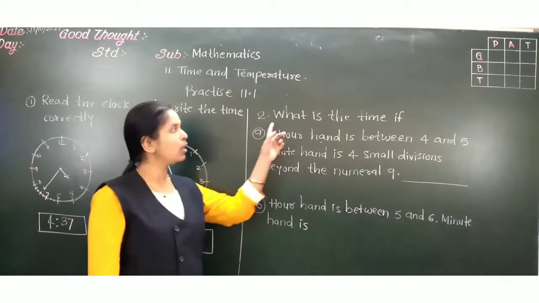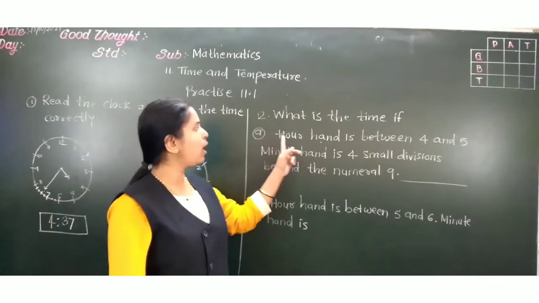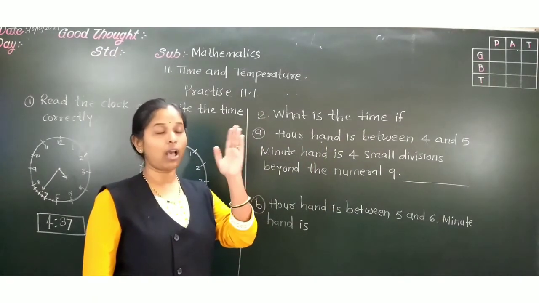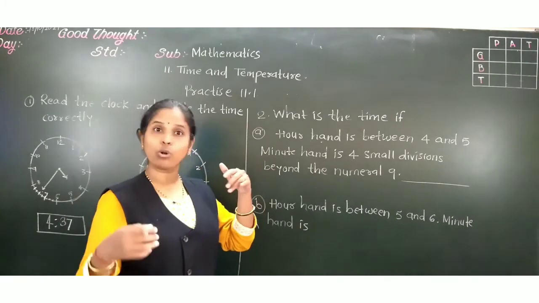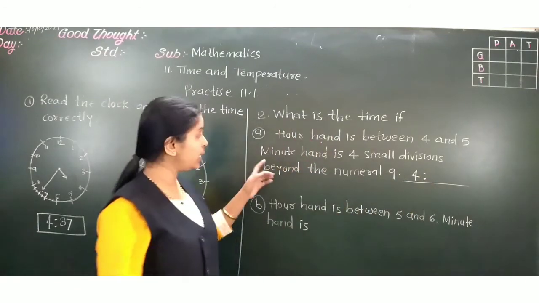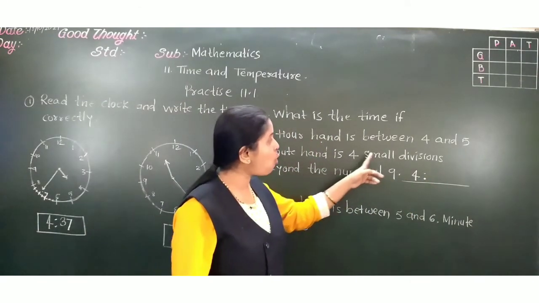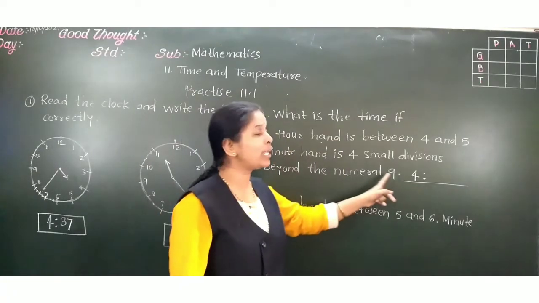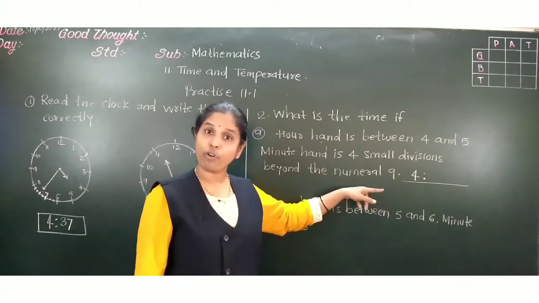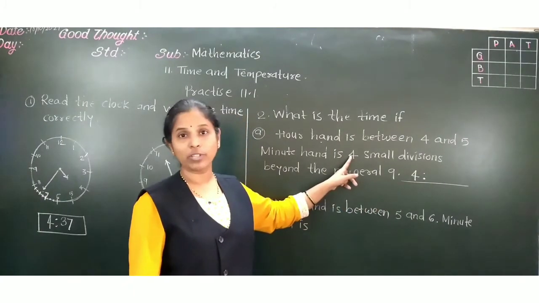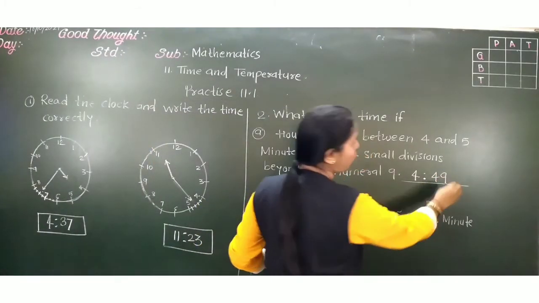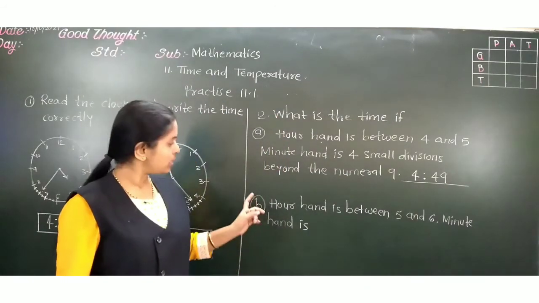Now second. What is the time if our hour hand is between 4 and 5? Now see here. If our hand is between 4 and 5, that is 4 o'clock over. And how many minutes pass? See. Minute hand is 4 small divisions beyond the numeral 9. That is 9 5s are 45, and plus these 4 small divisions, 45 plus 4, 49. So the time is 4:49. Understood?